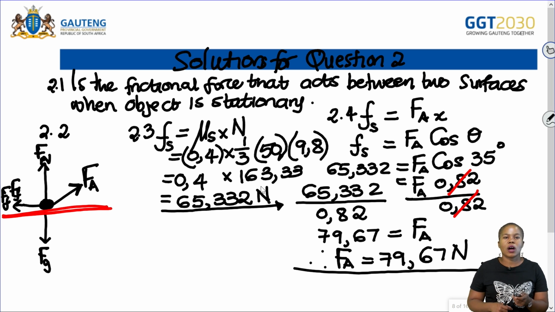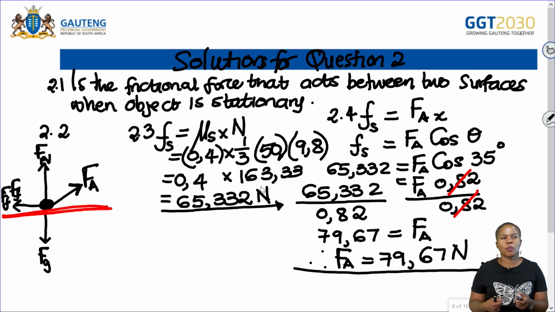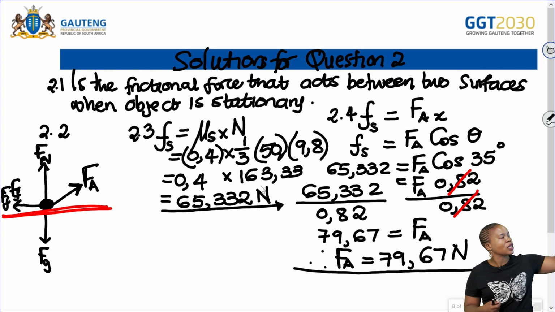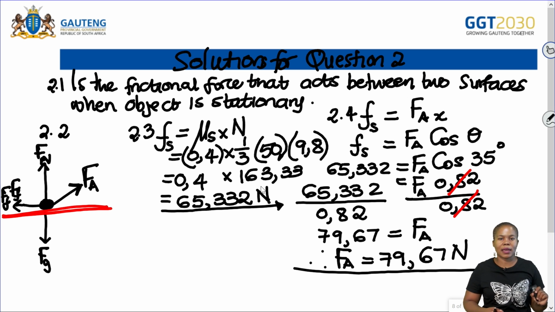Moving on to question number 3. Calculate the maximum static frictional force experienced by the block. How do I calculate static frictional force? We said frictional force is mu s multiplied by the normal. Remember that they said that it is 1/3 of your gravitational force. So that is why I said 1/3, 50 times 9,8, because this is our FG.